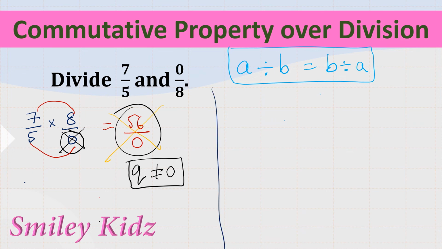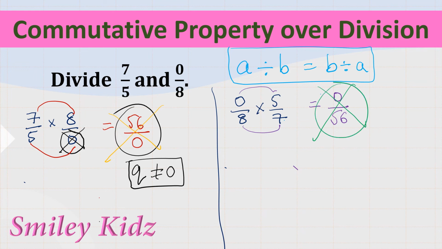What about b divided by a? That is 0 by 8 multiplied by 5 by 7. Will we get the same answer? 0 into 5 is 0 by 8 into 7 is 56. No, we are not getting the correct answer. Here we got 56 by 0, which is not a rational number. Here we are getting 0 by 56, which is the exact opposite. It's the reciprocal. So, here we are not getting the correct answer.